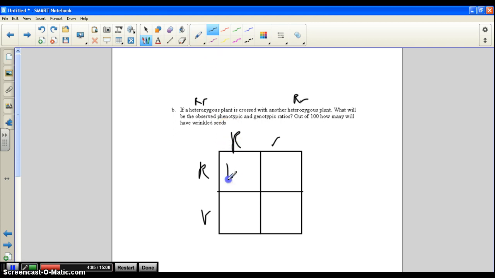Alright, so now we're going to fill in our Punnett square, and I got a mouse. It's much easier to do this with a mouse, so I'm happier now. Yay! Alright. Filling in the Punnett square. You can make mistakes if you do this quickly, so be careful.